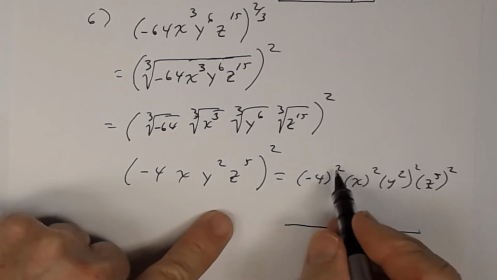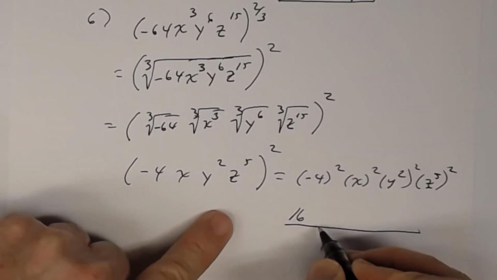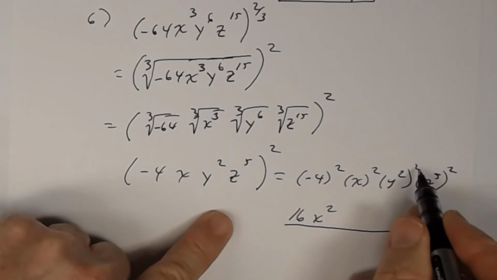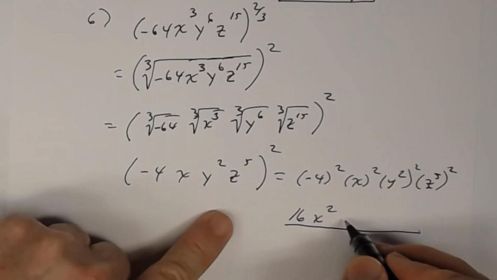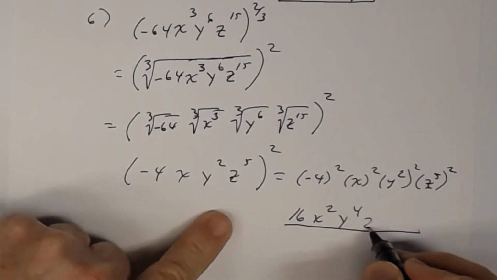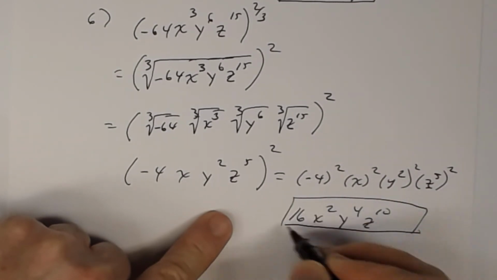Negative 4 times itself is 16, positive 16. X times x is x squared. Y squared squared, 2 times 2 is 4, so it'll be y to the fourth. Z to the fifth squared, 5 times 2 is 10, so z to the 10th. All right, and so that's it.